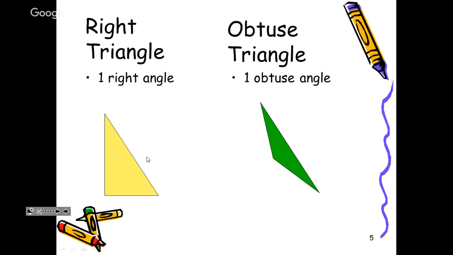And then the other two we have are right triangles, which have one right angle, and obtuse triangles, which have one obtuse angle. And we'll get to the reason why they can only have one of those each. Some of you guys may already know this, but we'll get to that in a minute.